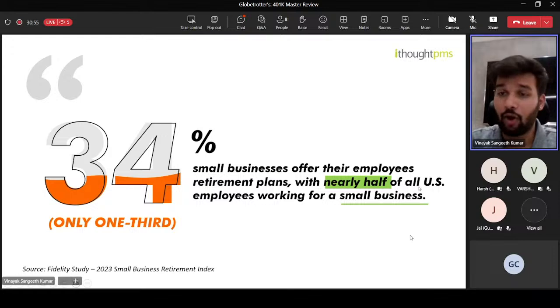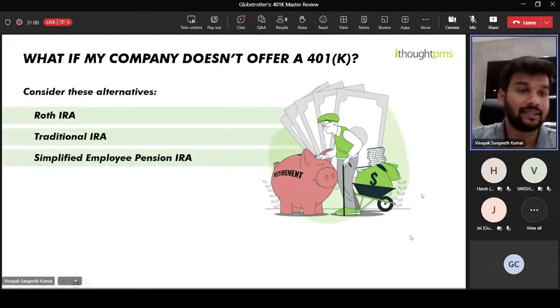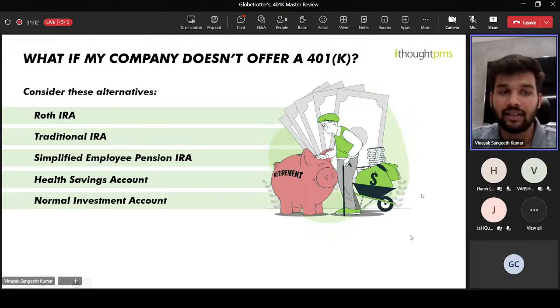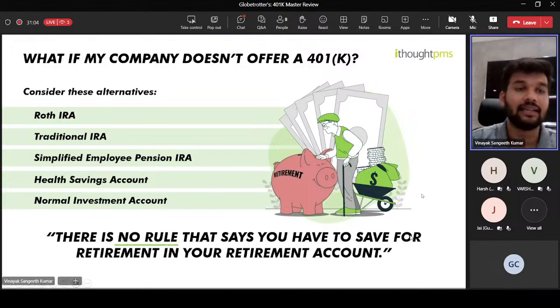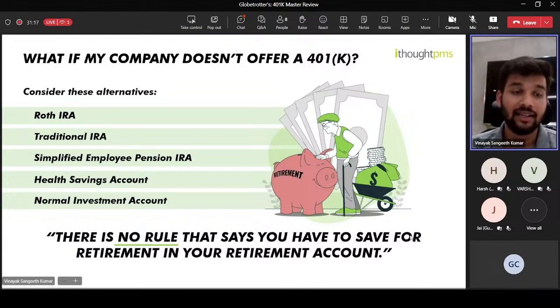So these are the list of options that you can consider as an alternative: a Roth IRA, a traditional individual retirement account, a simplified employee pension IRA, a health savings account, and a normal investment account. There's no rule that says you have to contribute into your 401k account just for retirement purposes, right? Apart from all this, you can also open an individual broker account and make use of it.